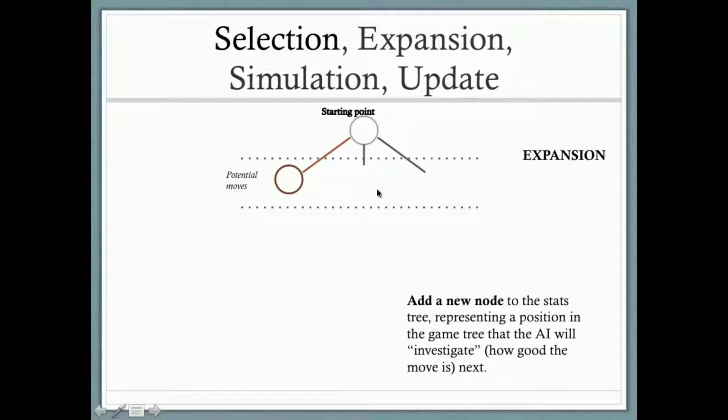Here, there are child nodes that it has not explored yet, so it will add a new node to the stats tree that represents the position the AI will investigate. This is the expansion phase.